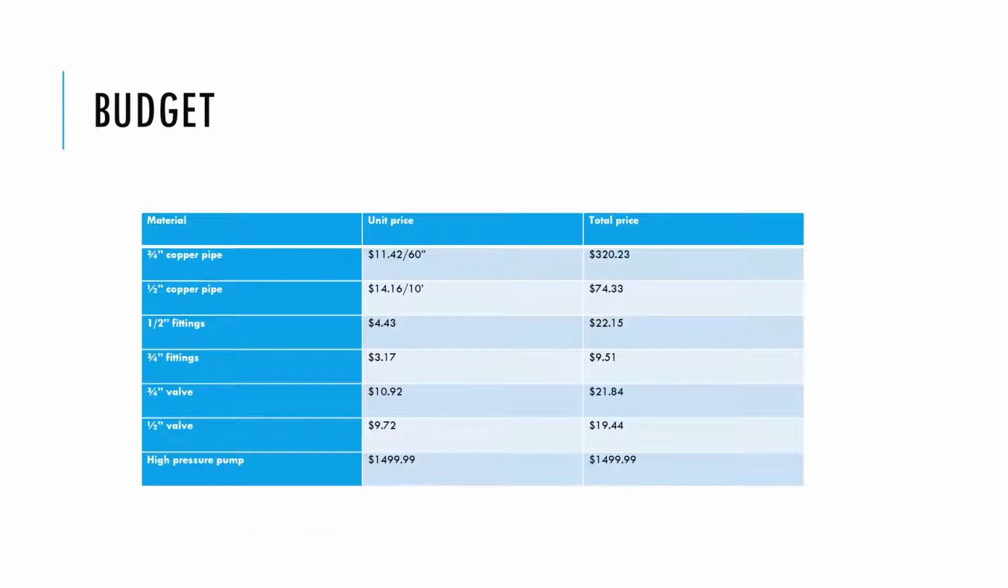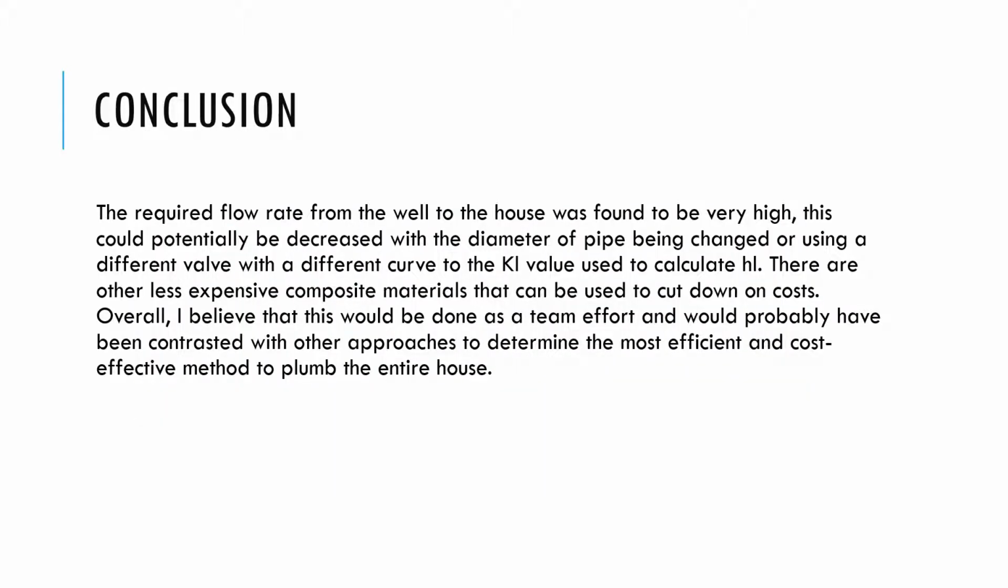So here's my budget and total price of each unit of everything with the extended price, so how much I would need. The required flow rates were pretty high. This could potentially be decreased with diameter being changed or using different valves with different curves to reduce the KL value for HL. There's other less expensive composite materials that could also be used that I didn't choose because I didn't know where to get them.